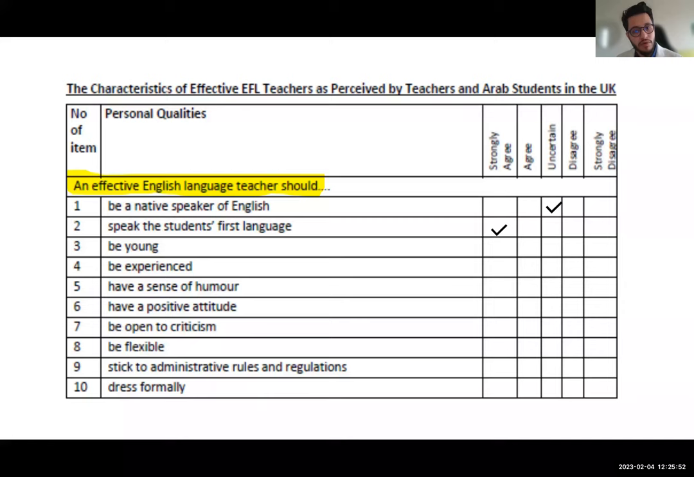You will see there some items from 1 to 10, for example: be a native English speaker, speak the student's first language, be young, be experienced, have a sense of humor, have a positive attitude, be open to criticism, be flexible, stick to administrative rules and regulations, and dress formally. This is only part of the questionnaire, not the whole thing, because it's quite big. I'm just giving you this as an example of how the questionnaire looked for students and teachers.